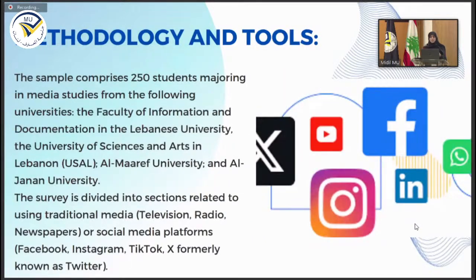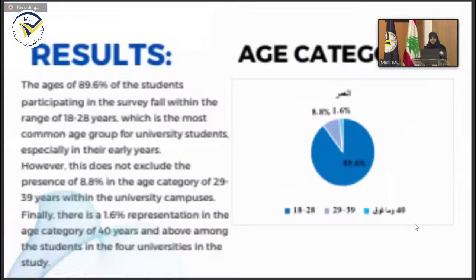The sample comprises 250 students majoring in media, or studying media, from the following universities: the Faculty of Information and Documentation in the Lebanese University, the University of Sciences and Arts in Lebanon, Yuzal, Al-Ma'arif University, and Al-Jinan University. The survey is divided into sections, as usual, related to using traditional media, which includes television, radio, and newspaper, or social media platforms, which includes Facebook, Instagram, TikTok, and X, formerly known as Twitter.